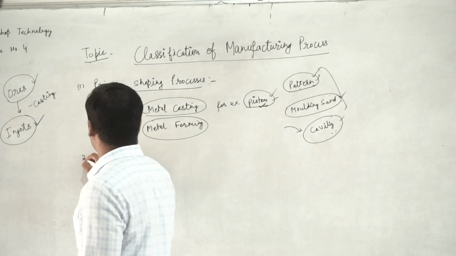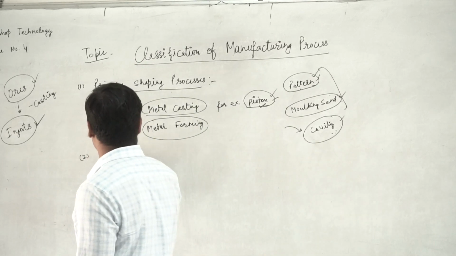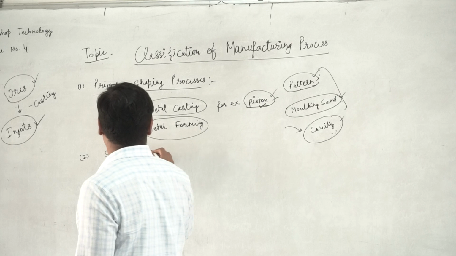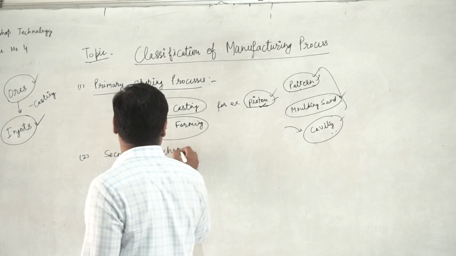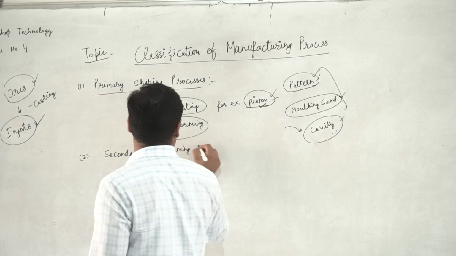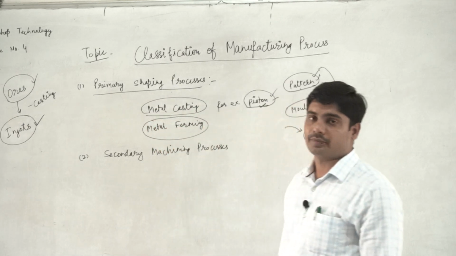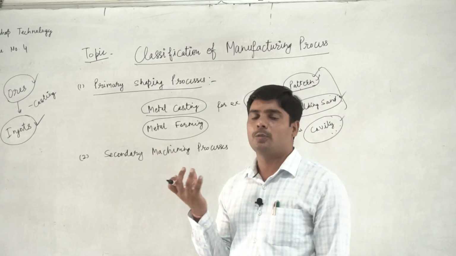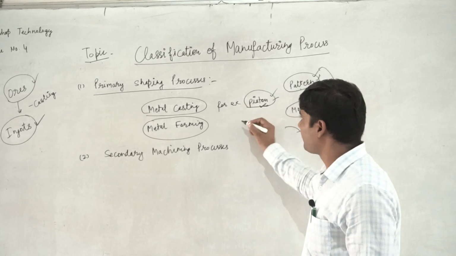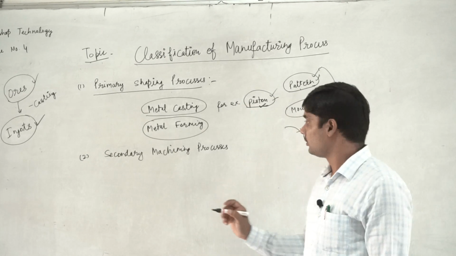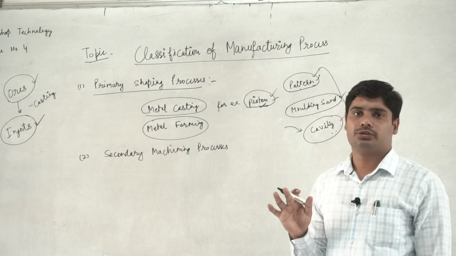Now the second classification is secondary machining processes. Now we obtain a product from the primary shaping process, but it cannot be used.